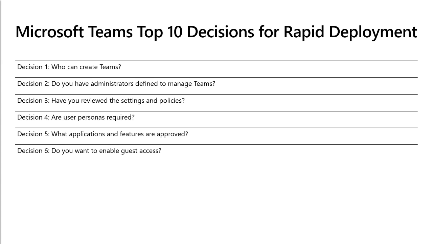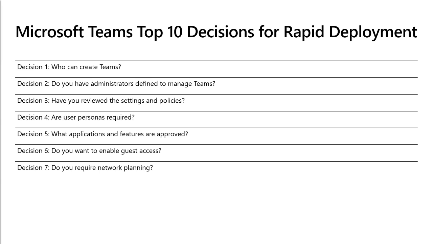Commonly, this can be a phase 2, but I definitely have customers that know that guest access is the #1 reason they're using Teams today and need to roll it out right away. Decision 7, do you require network planning? We went over the prepare your network, but there's other tools that we can look at.